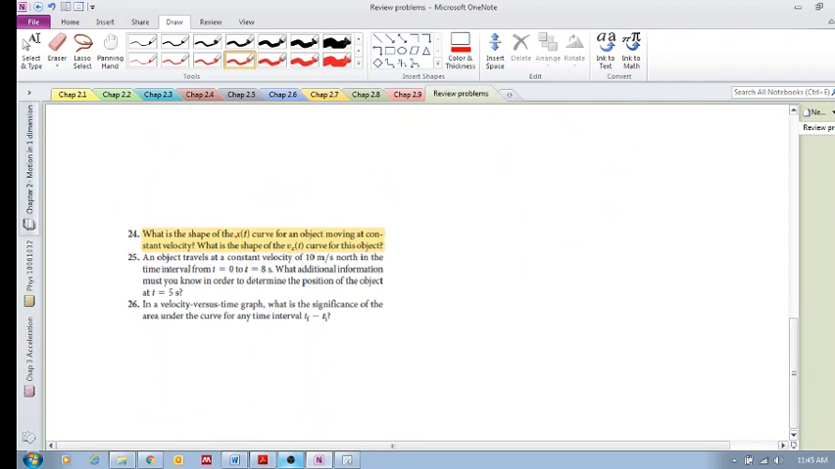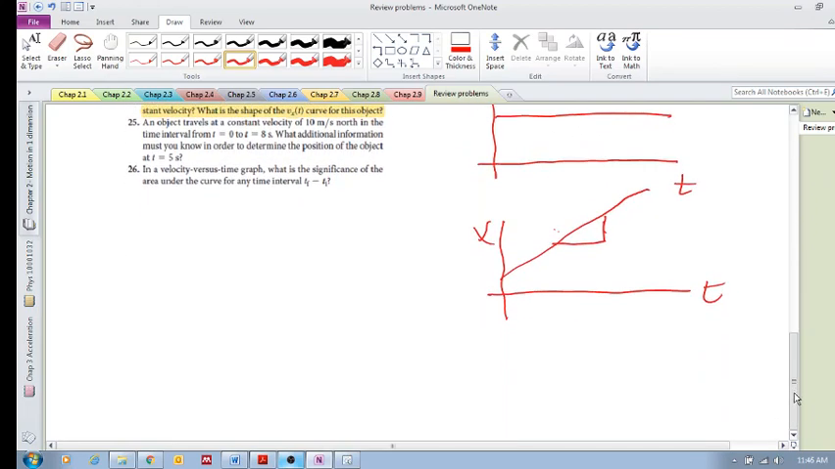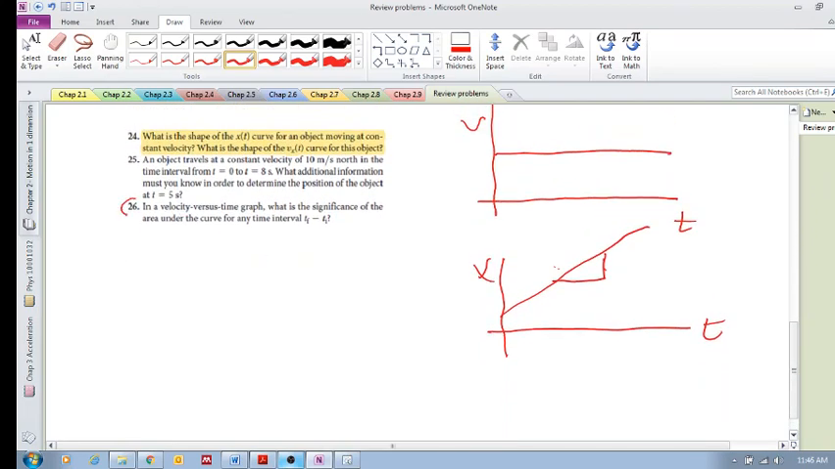Okay, what is the shape of the xt curve for an object moving at a constant velocity? So if you've got a constant velocity there, your velocity time curve, what is the shape of the position time curve? It would look something like that, right? So it's got a constant positive slope. So remember, the derivative of your position time is the value of the velocity time. And finally, I think, yes, I'm just going to look at 26.